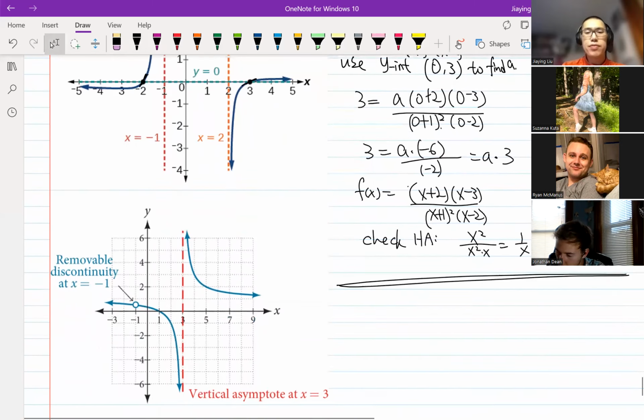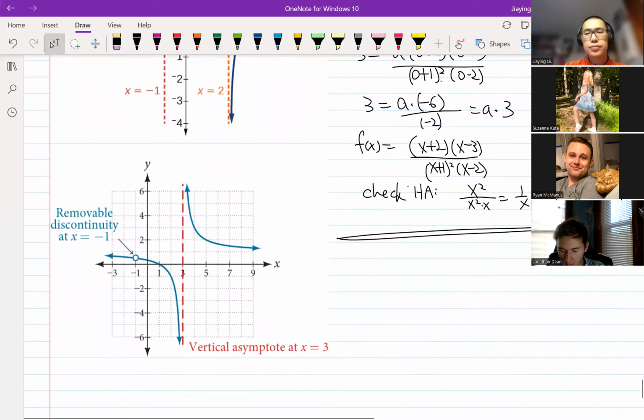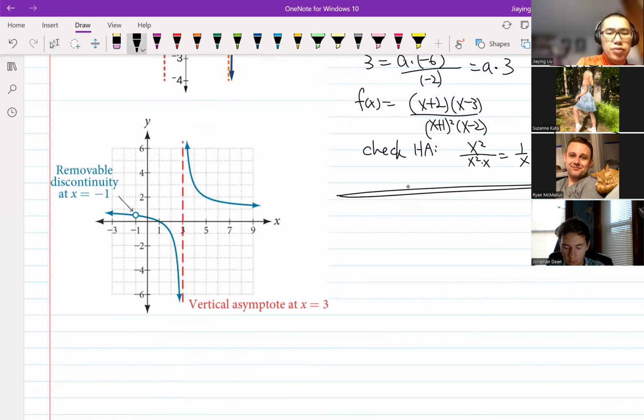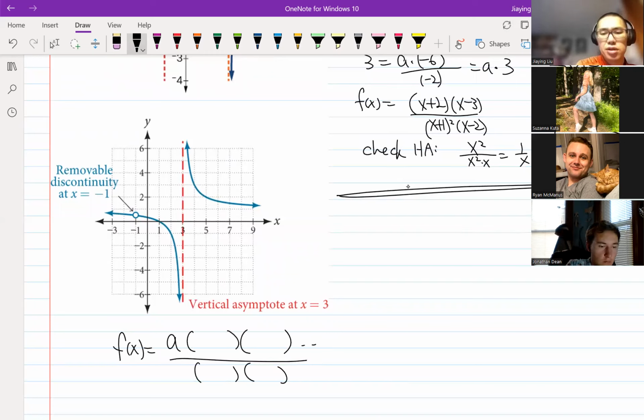All right, then I'm going to move on to the next example here. So this example, again, we're going to do the same thing. I'm going to write down the rational function is f of x equals some constant a times a whole bunch of parentheses in the numerator and also in the denominator. It depends on how many we need. We can keep adding them.